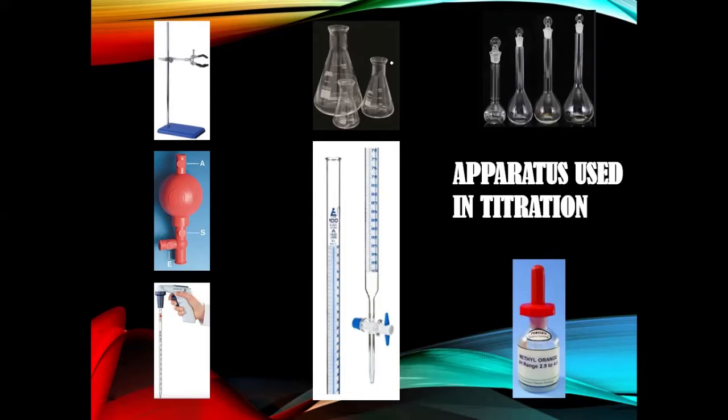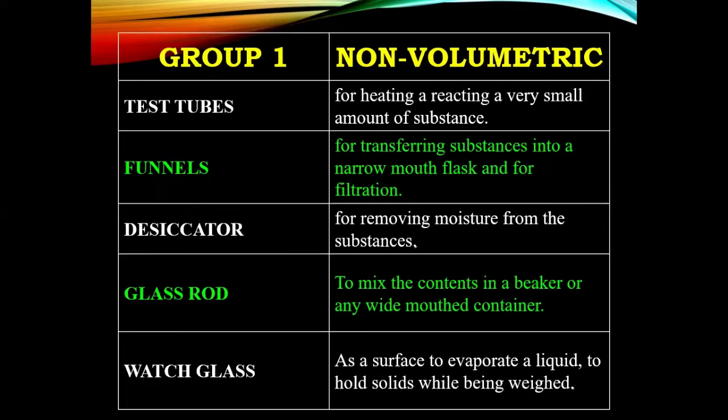These are the conical flasks. These are the volumetric flasks. And this is the burette and these are the dropping bottles. So now see, there are two groups of the volumetric apparatus. Group 1, these are the non-volumetric glasswares.